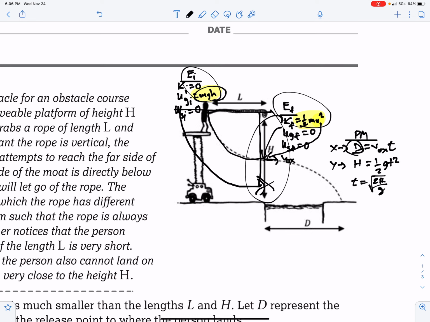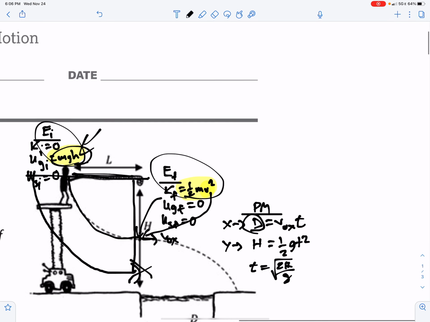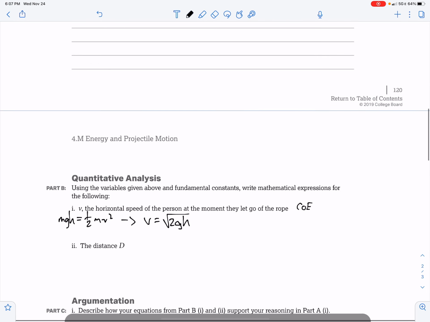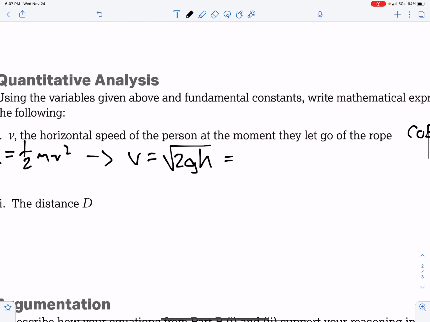That's the h from the platform all the way to the ground. It's not the same h. The height that you drop from, if you're dropping from a horizontal here, is L. So to see it more clearly, here's where you're starting from. That's the length of the rope. And here's where you end up down here. That means the height that you drop from is the length of the rope. So we're going to make that substitution. Instead of 2gh, v is equal to the square root of 2gL.